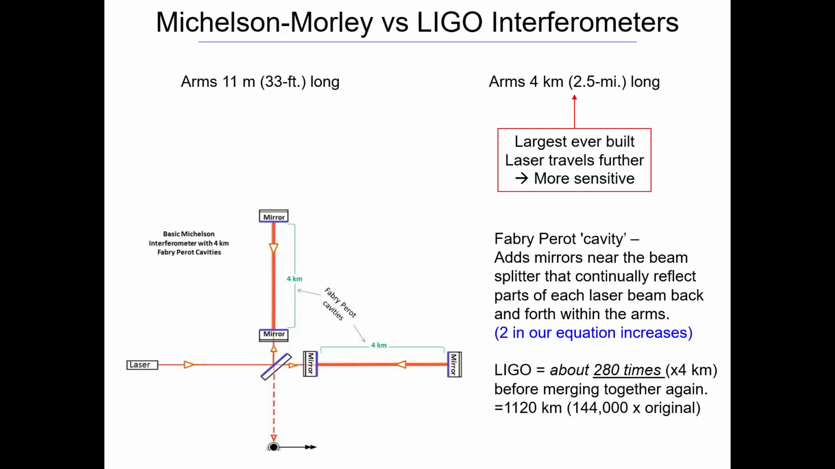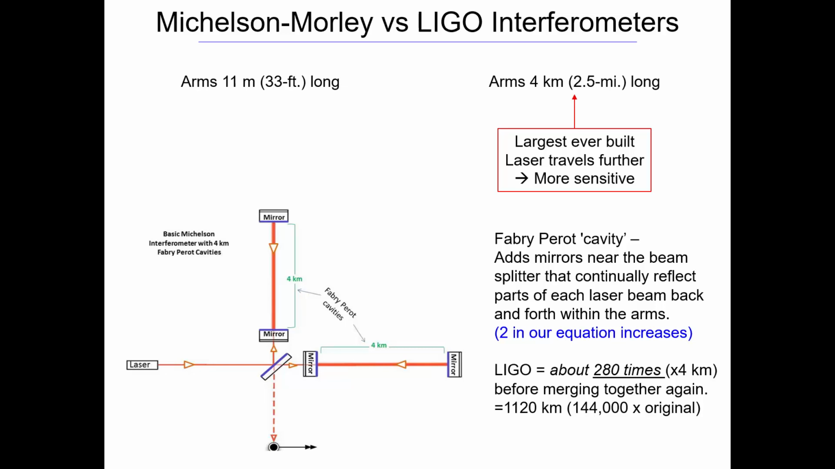Now, on to the Michelson-Morley one, the old one, versus the LIGO one. The Michelson-Morley one had arms that were 11 meters long, or roughly 33 feet. And the LIGO one, the arms are 4 kilometers long, so it's the largest ever built. Part of it is that the laser just travels further, which makes it more sensitive, right?